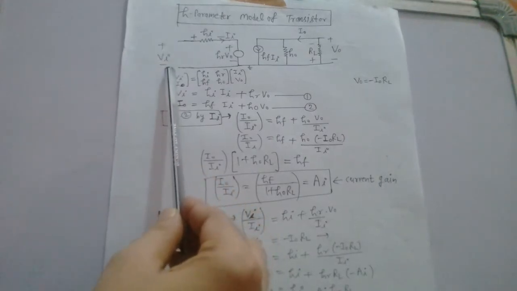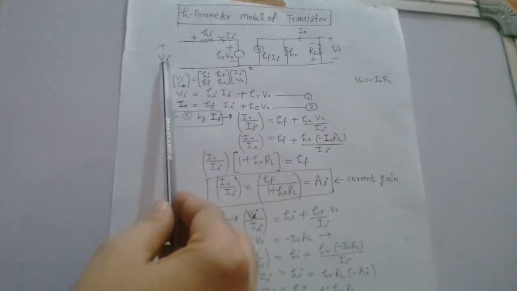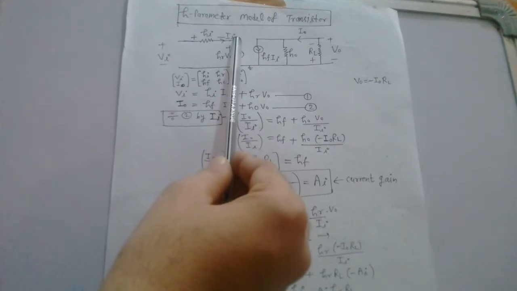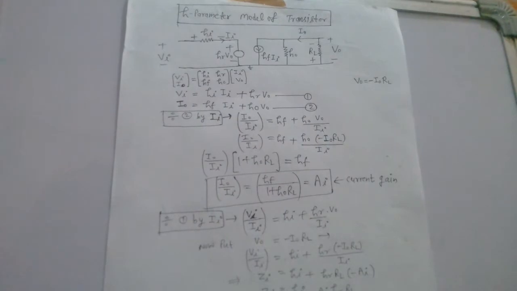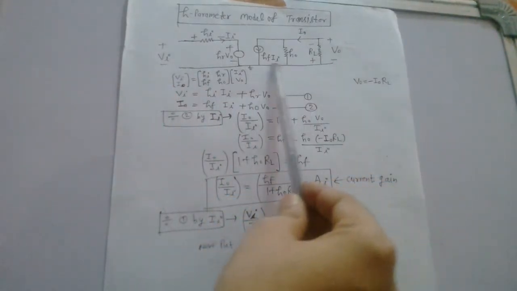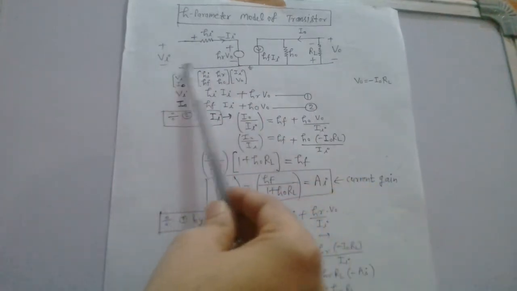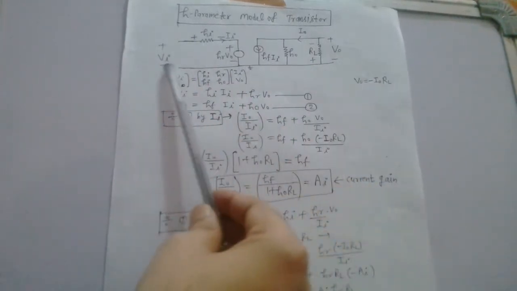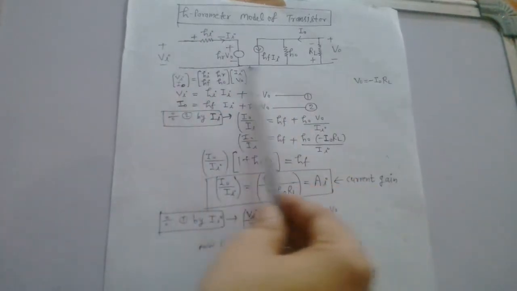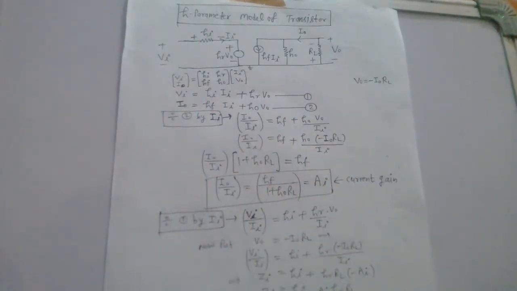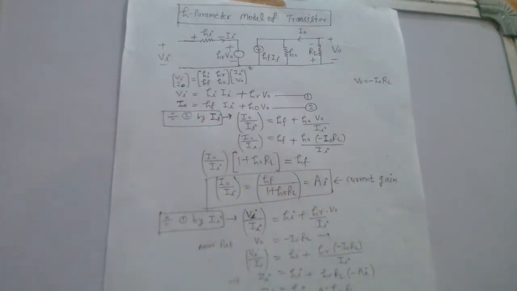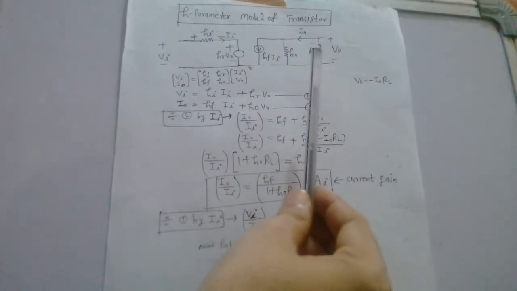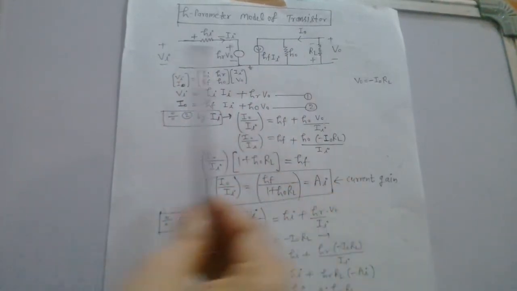So Vi is the input voltage, Ii is the input current, Vo is the output voltage and Io is the output current, right? So this is the ground terminal, that is the common terminal, right? You know that the ground terminal is taken as the common terminal, right? Suppose it is a common emitter, that means this ground terminal will be the emitter, right? So this is the H parameter model of a transistor, right?